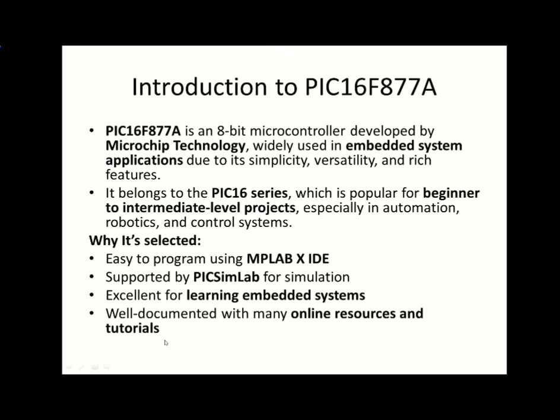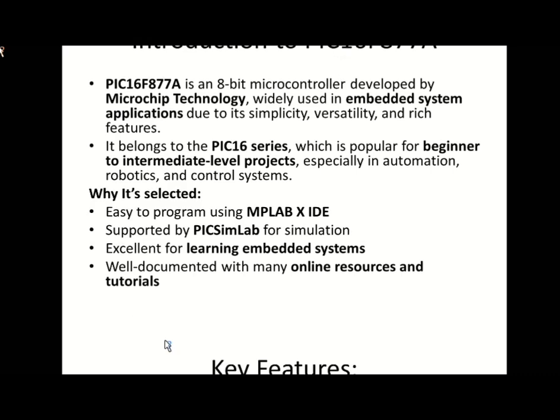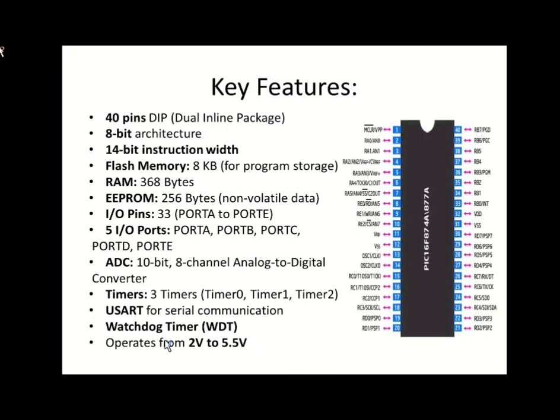Now let's go. The key features of our PIC microcontroller: we have 40 pins in a dual inline package, 8-bit architecture, 14-bit instruction width, flash memory of 8 KB, RAM of 368 bytes, and EEPROM of 256 bytes for non-volatile data. For input outputs, we have 33 input output pins from port A to port E, which makes 5 input output ports: port A, port B, port C, port D, and port E.